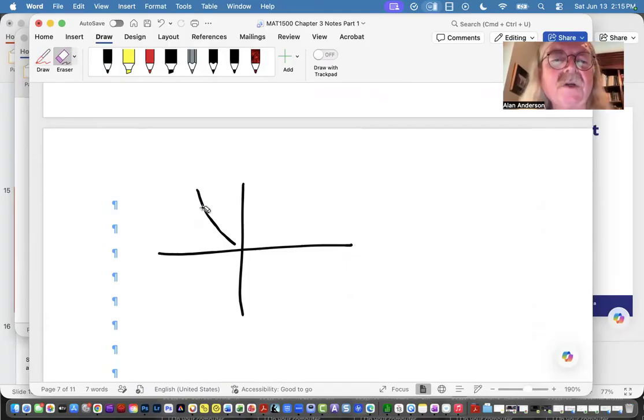I'm still getting used to drawing on this tablet, as you can see. It's fine for just straight ahead writing, but for drawing, I don't know.